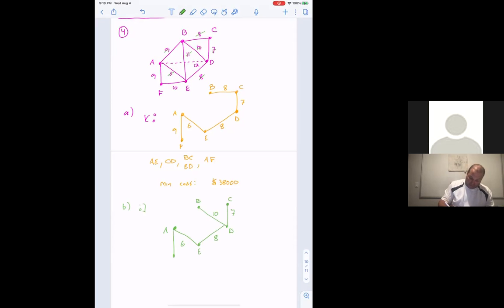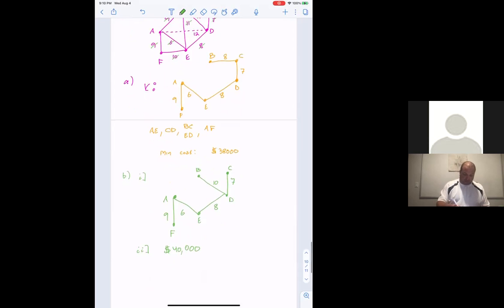We have A to F, which is 9, which would not form a cycle. And then F to E would form a cycle. And what is the minimum cost for this scenario? Well, 9 plus 6, 15, 25, 35. This would be $40,000. So it's good that the total cost is more than it was before, because if it was less, we'd really be worried that our minimal cost algorithm or minimal spanning tree wasn't actually the minimum.